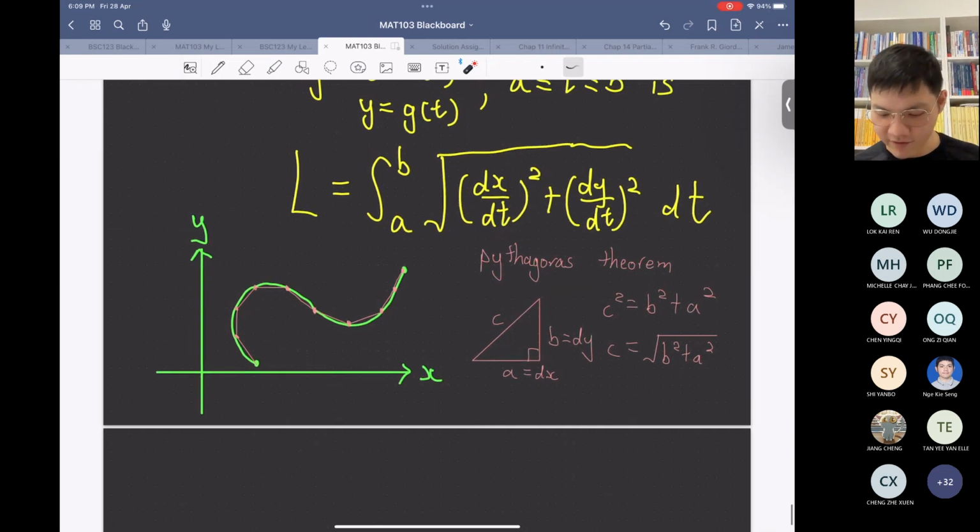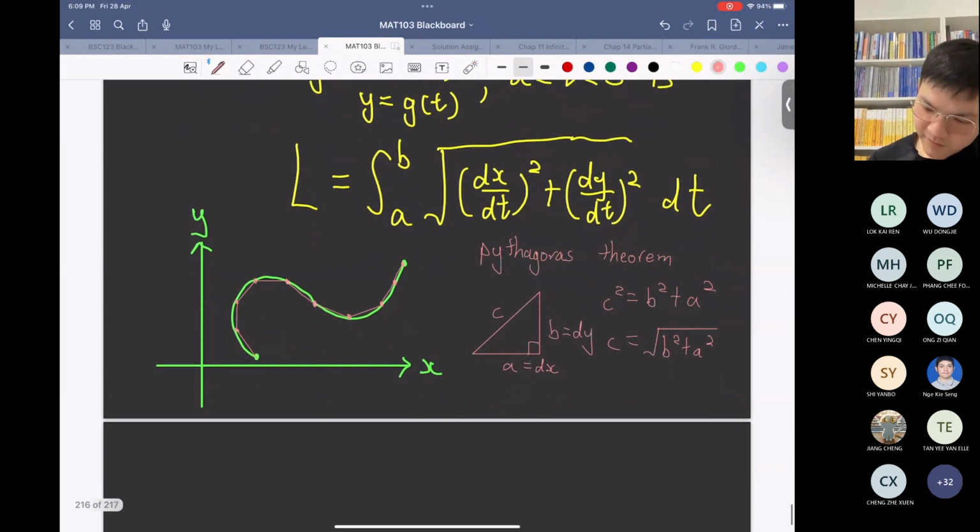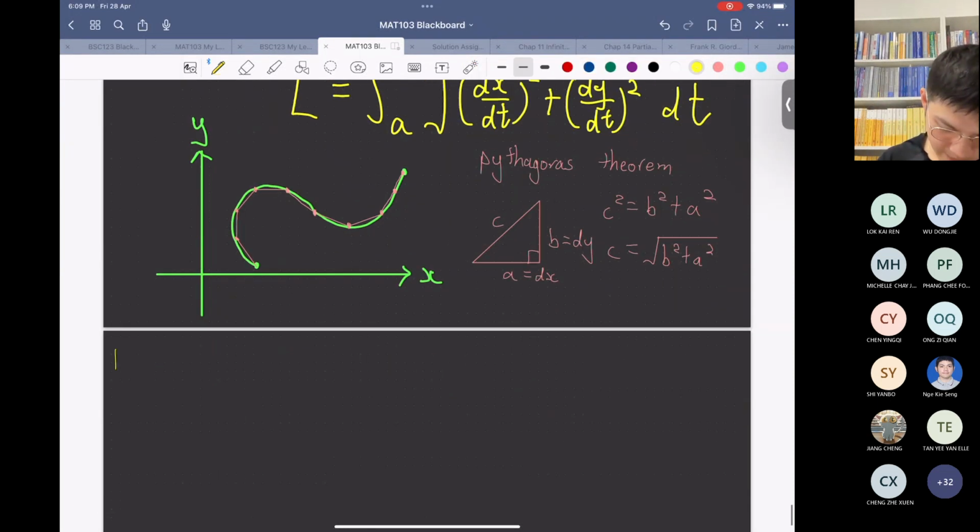So the idea you can see from the Pythagoras theorem, and also we want to make our ruler as small as possible so that we can really compute each length of our curve. So how to prove it? Let's prove it. You can see from the Pythagoras theorem, right?